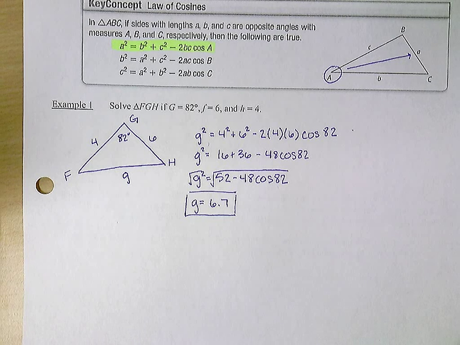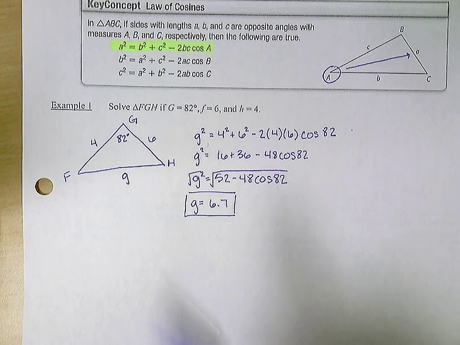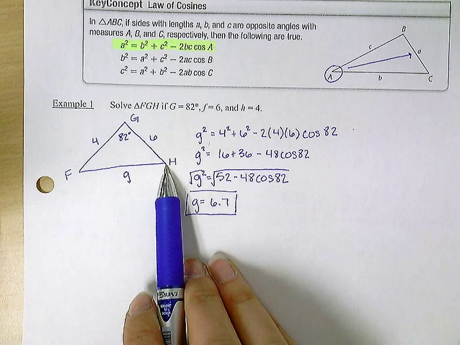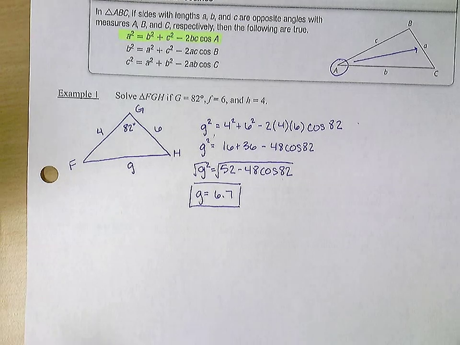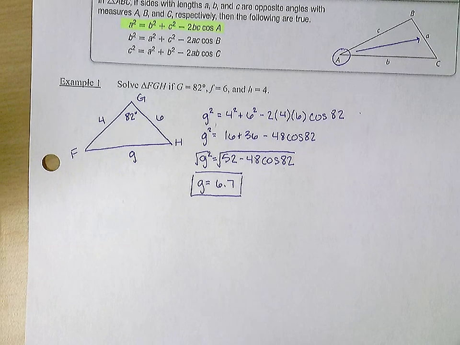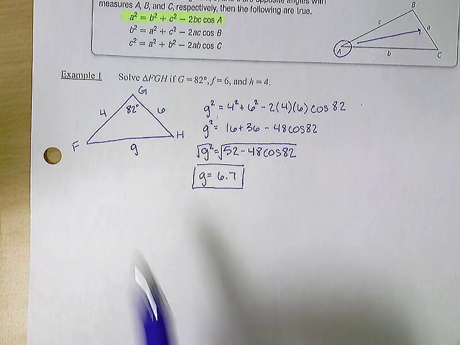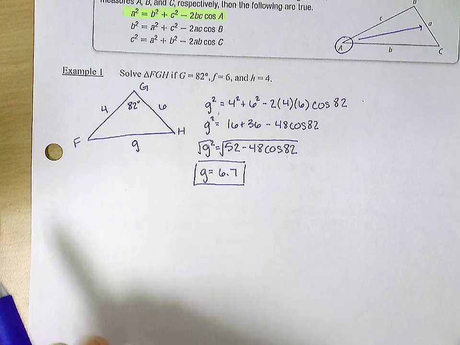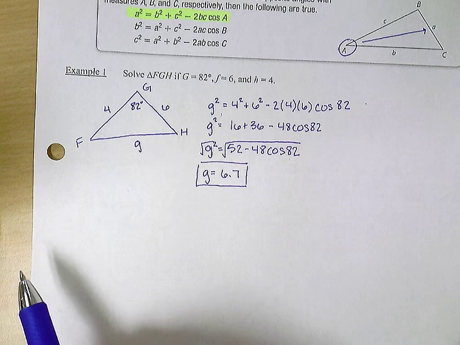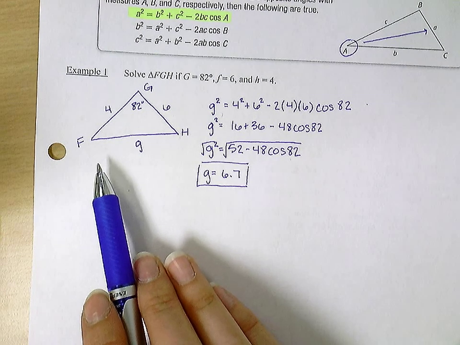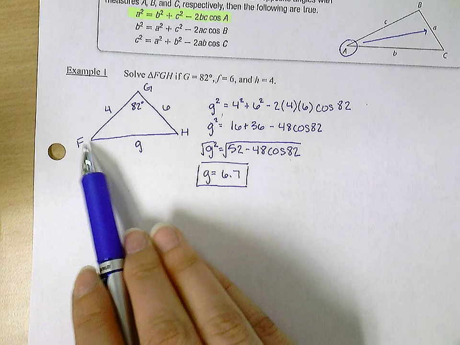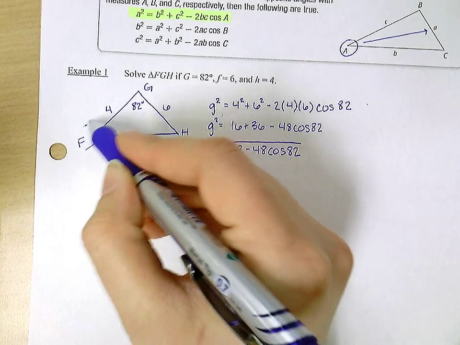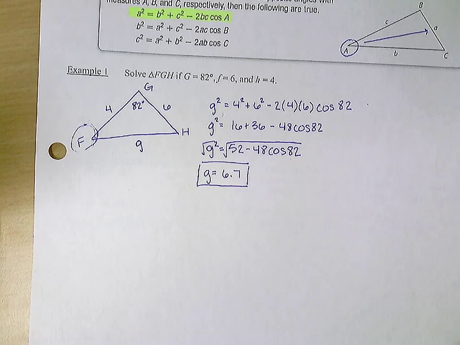You can do law of sines after you find that side. But we want to solve for these two angles here. Yeah, that's what I'm saying. You can use law of sines, but I'm going to show you the cosines way. So I still need to solve for angle F and angle H. So I'm going to solve for angle F here.